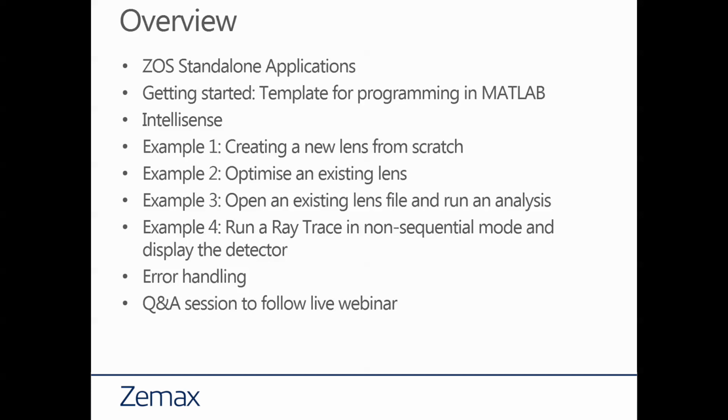The first one, we create a single lens from scratch and do a quick focus. Then we take this lens and optimize it a little bit. The next example is we take an existing lens file from the samples that are provided with OpticStudio and run a simple analysis. And finally, I'll take a non-sequential example, run a ray trace, and then display the detector with the Matlab plotting tools. I'll talk a little bit about error handling, and then at the end you'll have the opportunity to ask me any questions in a Q&A session that follows this webinar.